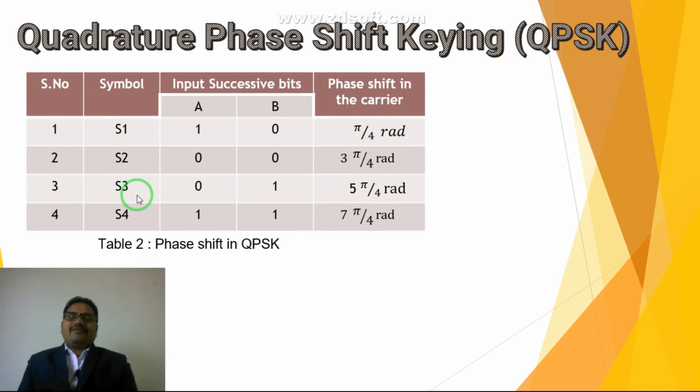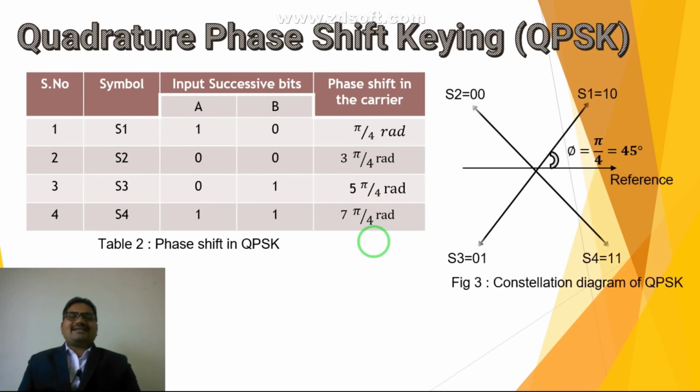Similarly, when we transmit S3, that is the 01 pair, it tells you a 5 pi by 4 phase shift in the carrier. And similarly, at the last, if you transmit symbol S4, that is 11, there is a phase shift of 7 pi by 4 radian with respect to the reference axis.